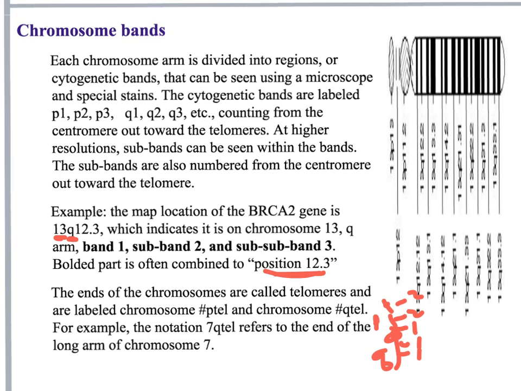And then the ends of the chromosomes are telomeres, and they're also labeled by the number of the chromosome, followed by p-tel or q-tel. So 7q-tel indicates the 7th chromosome. The long arm telomere refers to the end of the long arm of chromosome 7, or the telomere of the long arm of chromosome 7.